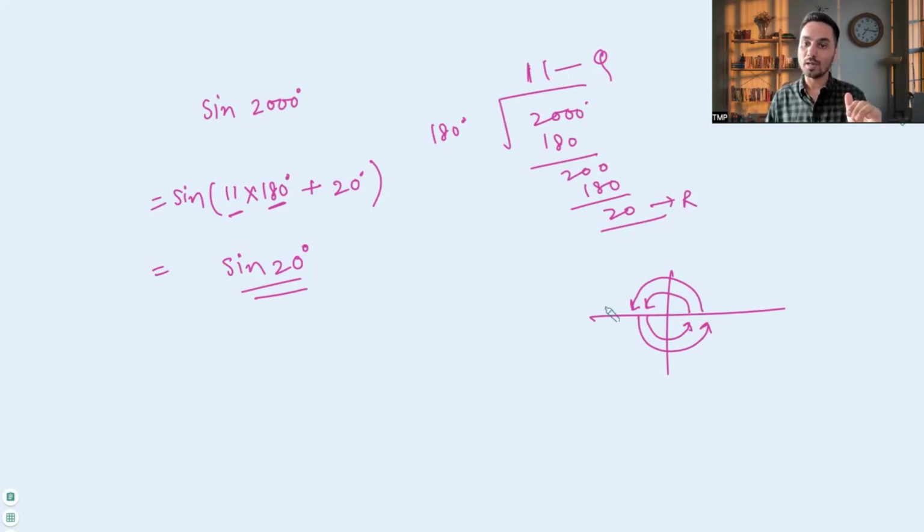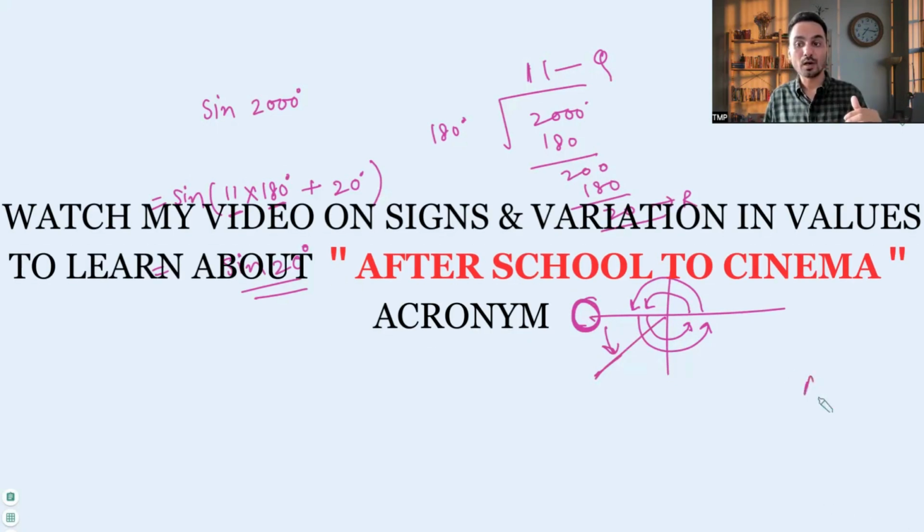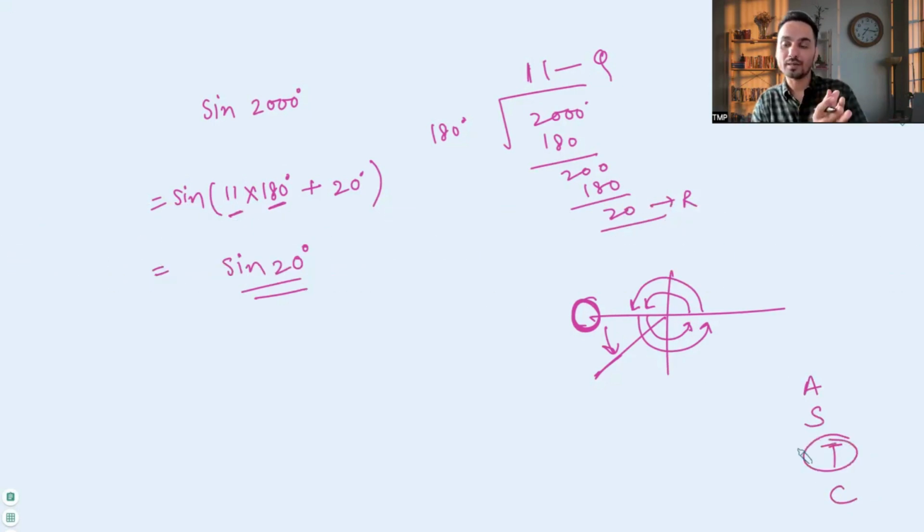1 half cycle will land you where? It will land you in the second quadrant plus 20 degrees. That means you are in which quadrant? You are in third quadrant. And in third quadrant, by using the mnemonic, only tan is positive. That means here we will use a negative sign.